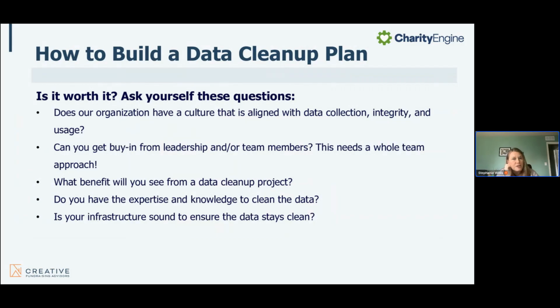Does your organization have a culture that's aligned with data collection, integrity, and usage? So what if you are at an organization and the vice president doesn't use the system, keeps all of the information in their head? They don't support it. That's going to be really hard to get buy-in to do this and to keep it clean in the first place. So that culture needs to be aligned. Does everybody understand? And that leads into the buy-in. It needs a whole team approach.